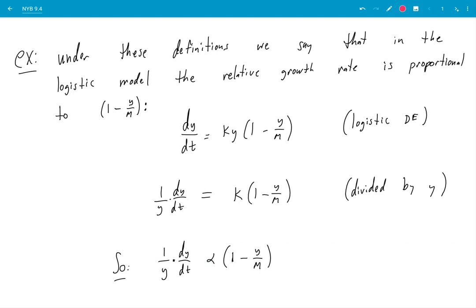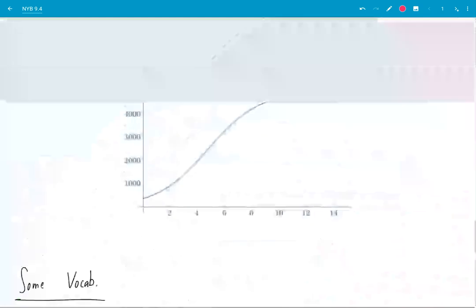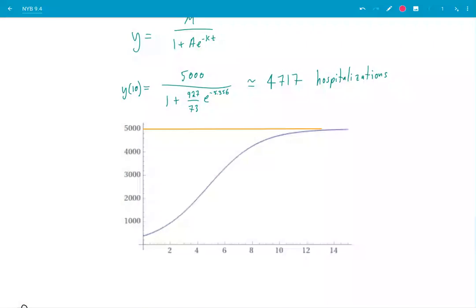So in the logistic model, this is the thing that is kind of going to zero. You'll notice that y is getting closer and closer to m. So again, this factor is going to zero. And that is what causes our curve up here to flatten out.